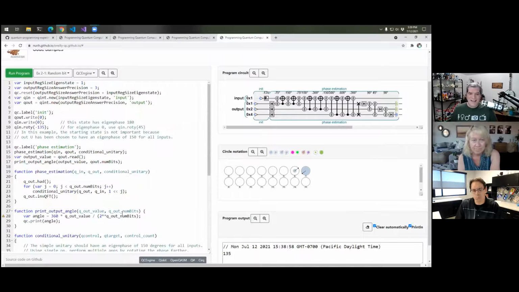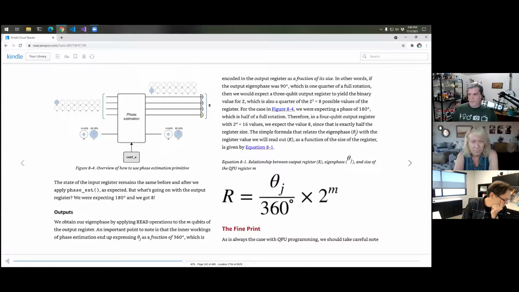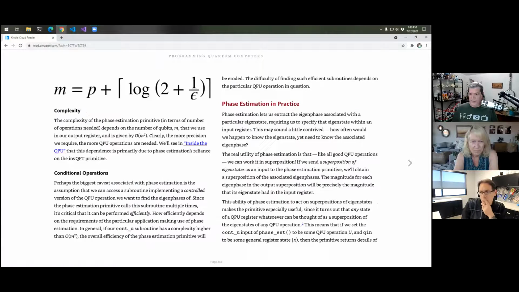Yeah. And so in this case, it shows how this estimate really is an estimate, because having 3 qubits, which is what it starts at, is not a high enough resolution to get an even 150 degrees. Because let's see, I think there's a picture of this when we're looking at the rotating circles.